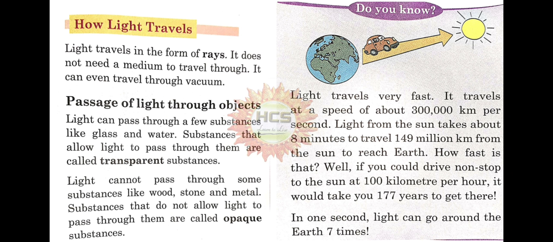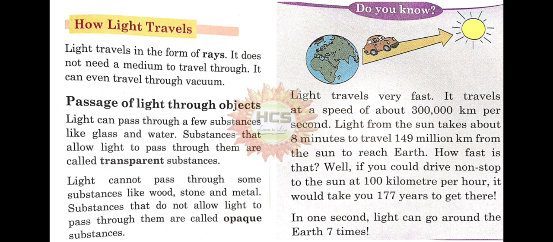Now, the passage of light. Light can pass through a few substances. The substances which allow the light to pass through them are known as transparent substances, from which the light can easily pass out. For example, glass. But there are some substances through which the light cannot pass. These objects are known as opaque objects. For example, the light cannot pass through wood, stone, or metals.